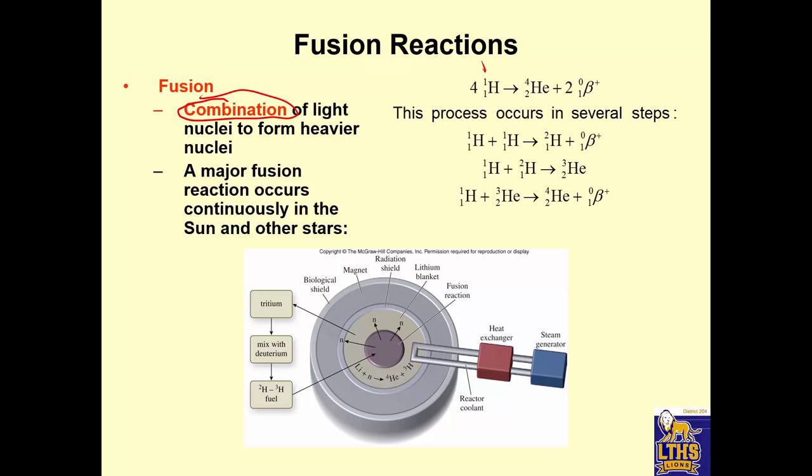So notice my biggest one here is a 1. Look, 4 is bigger than 1. That's fusion. So notice we start with small, end with big. Small, small, bigger. Small, medium, bigger. So fusion makes it bigger. Okay. Major fusion reaction occurs continuously in the sun and other stars.